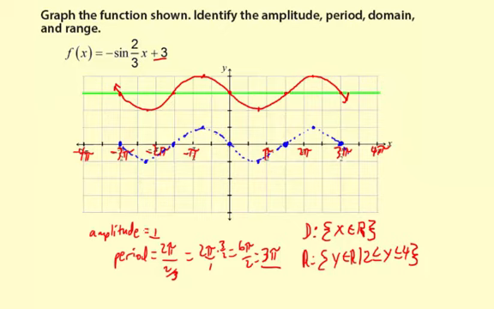Okay, so review. The amplitude is 1. The period we found was 3 pi. Domain is x is an element of the real numbers. And the range, y is an element of the real numbers such that y is greater than or equal to 2, less than or equal to 4.